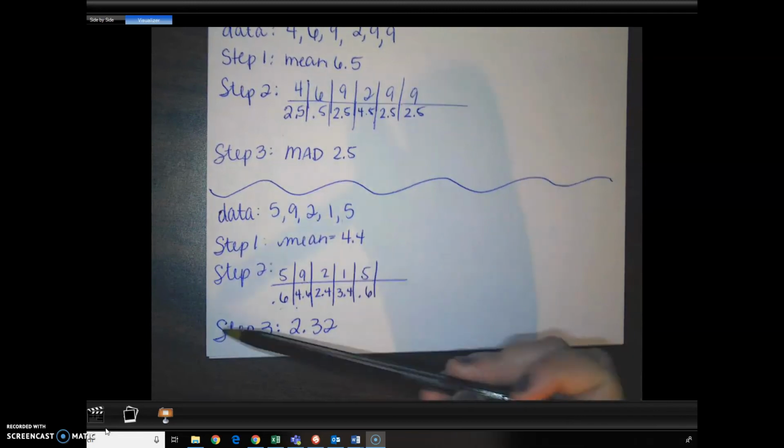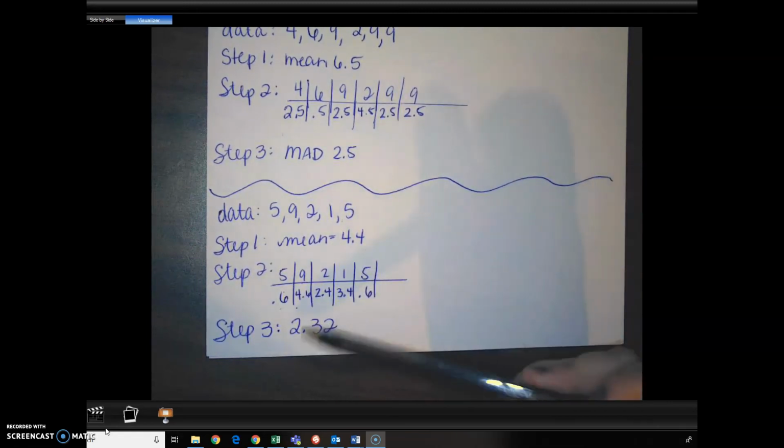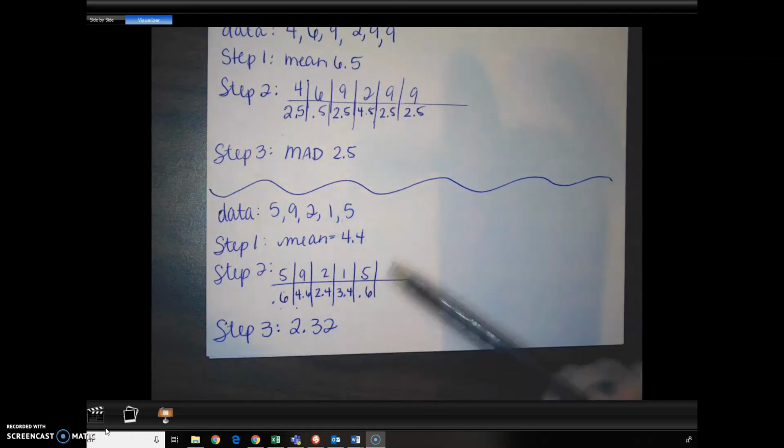And then, step 3, add these up and divide. If you only did to 1 decimal, that's fine. It only went to 2 decimal spots, so I felt like it was okay to put both of them. Alright, hopefully this helped you understand MAD a little bit better. Tomorrow you'll have an assignment over MAD, so please be sure you're asking questions. Alright, good luck.